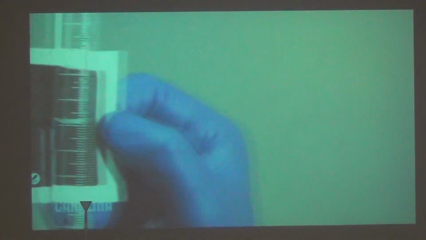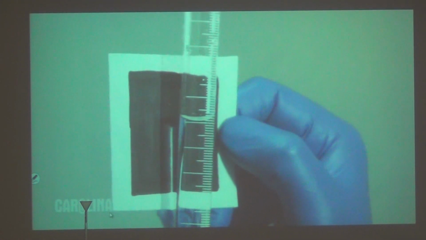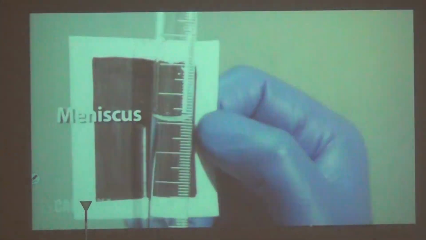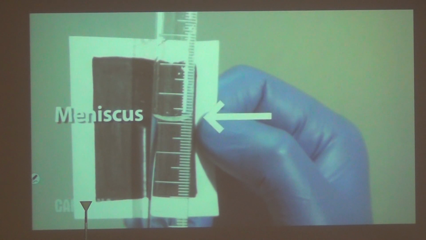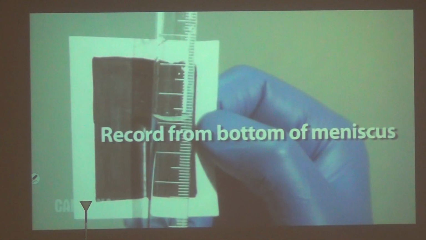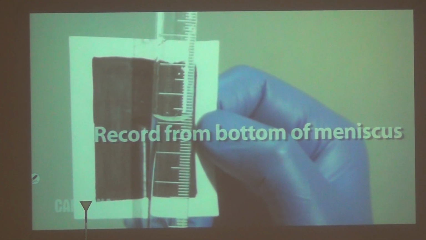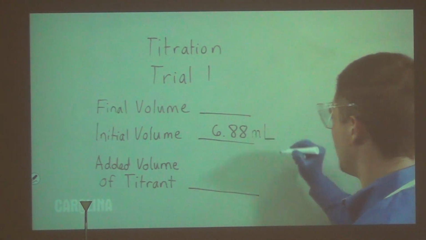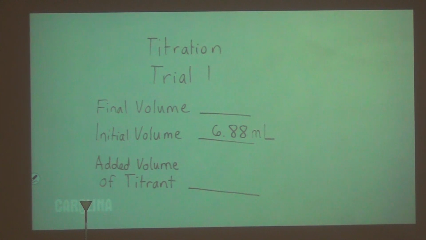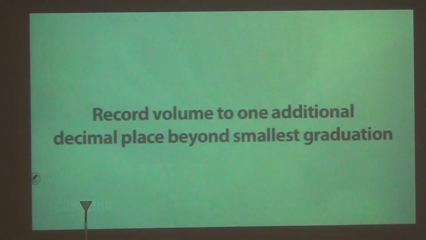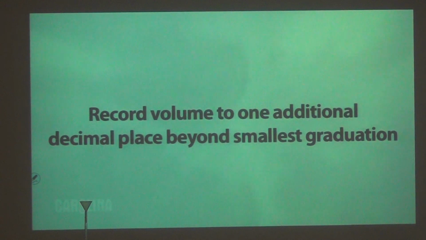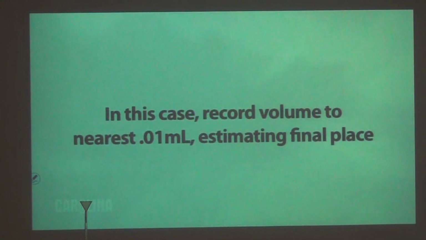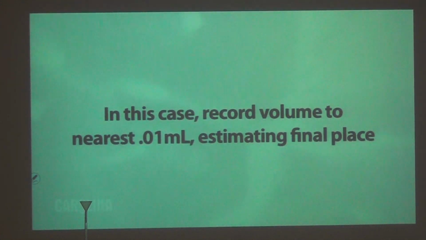It is important to accurately read the volume on the Buret. First, note that the liquid forms a concave meniscus because the water pulls itself up the side walls of the glass. You should read the volume from the bottom of the meniscus at eye level. Secondly, it is important to read your volume to the correct number of significant figures. This Buret indicates volume to the nearest 0.1 milliliters. With any graduated glassware, record the volume to one additional decimal place beyond the smallest graduation. In this case, record the volume to the nearest hundredth of a milliliter, estimating the final place.